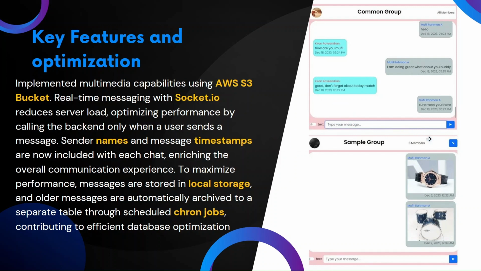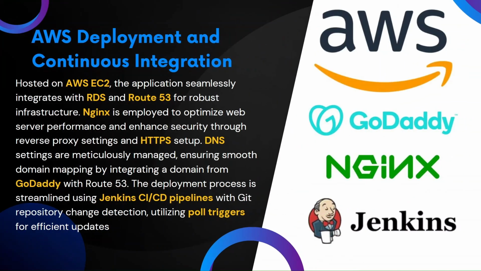When it comes to deployment, I deployed my project using AWS. The major services that I have used are EC2 instance and RDS. I purchased my domain from GoDaddy and used the Route 53 service from AWS for mapping my domain to the EC2 instance. And Nginx is employed to optimize my server performance and enhance security through reverse proxy settings and HTTPS requests.